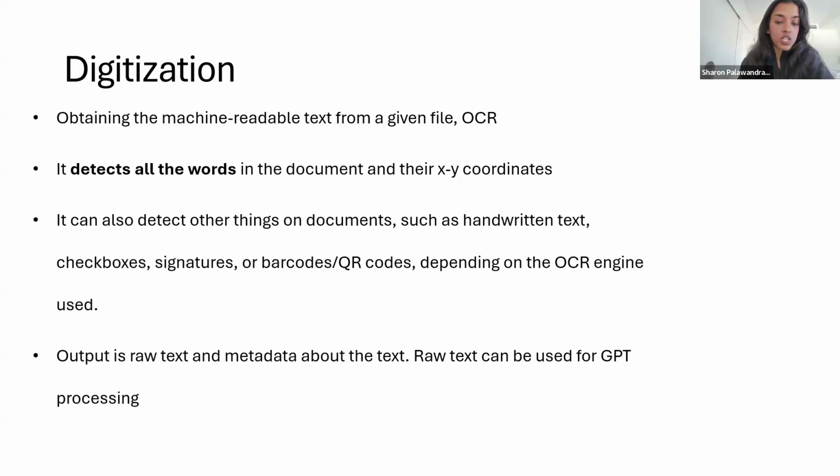So essentially, what happens in digitization is it detects all the words and their X and Y coordinates, just to see the positioning of the words. You can identify what's handwritten text and what's native text. Another beautiful thing is you can identify whether the document is native or scanned. You can identify signatures, check boxes, QR codes. And the output would be two types: you'll get a raw text and the metadata about the text. So these would be essentially the capabilities of digitization and OCR, right?